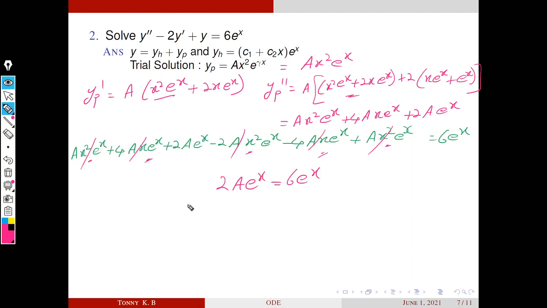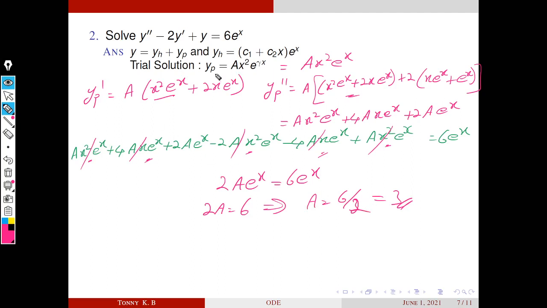And you can compare the coefficients. So 2a equal to 6. So this implies a equal to 6 by 2, that is equal to 3. So now we have determined the unknown coefficient a. That's why this is called the method of undetermined coefficients.